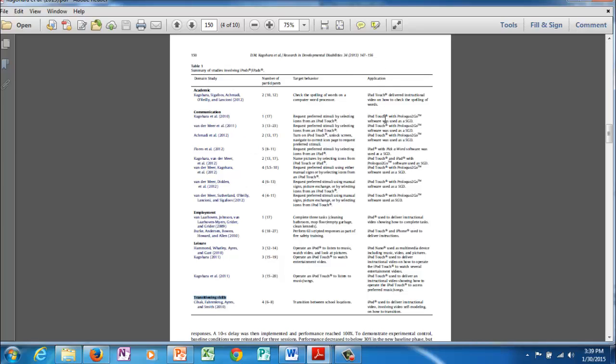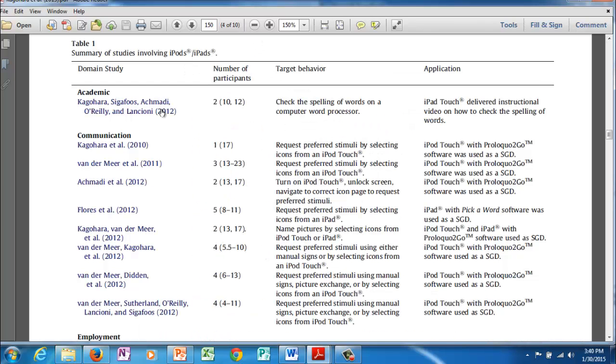And you'll see different aspects of each study in these columns. Okay, so now I've increased the zoom on this so you can see better. Notice this academic study, Kagohara et al., 2012: Kagohara, Sigafoos, Achmadi, O'Reilly, and Lancioni, 2012. These are the authors. Remember that first study we looked at, of the 5 studies at the very beginning? Checking the spelling of words on a computer word processor. So this is that study.